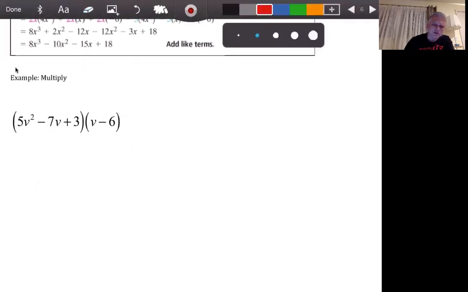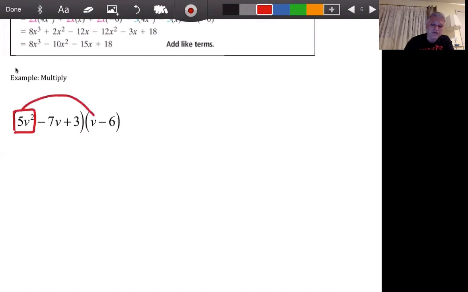Okay, so let's take each term in the first set of parentheses. First term is 5v squared. I'm going to multiply the 5v squared by both terms in the second set of parentheses. So 5v squared times 1v is 5v cubed. 5 times 1 is 5, v squared times v to the first. They're the same base, so you add the exponents. 2 plus 1 is 3.